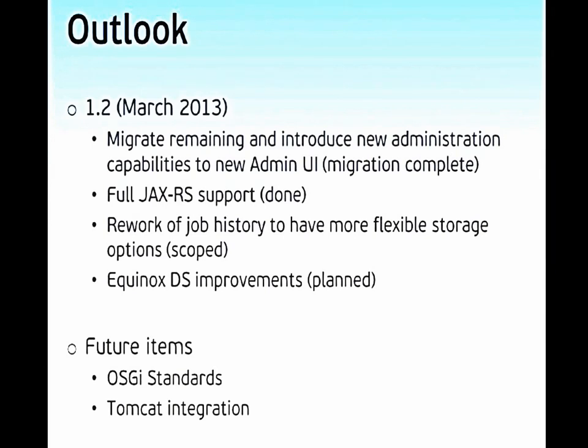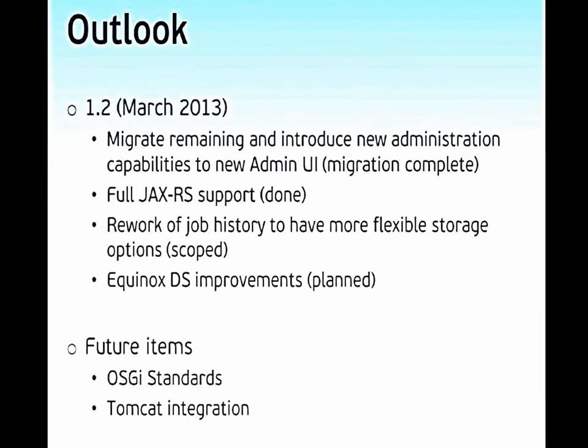We're looking at reworking the job history storage options, because right now it's stored together with the job configuration in Zookeeper, but we found out that in production it causes a lot of unnecessary write traffic to Zookeeper. So we are reducing that to have more flexible storage options, for example, in a database or whatever. And we're also working on some Equinox DS improvements to enable logging at runtime to investigate the system better.